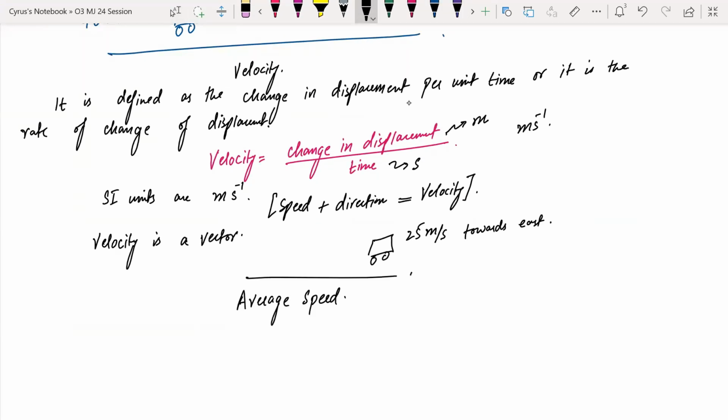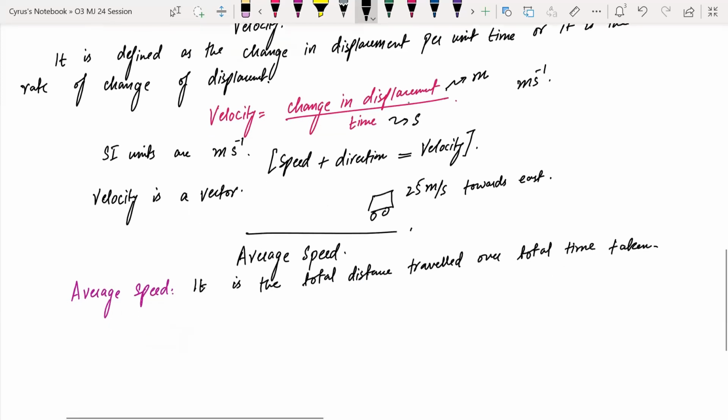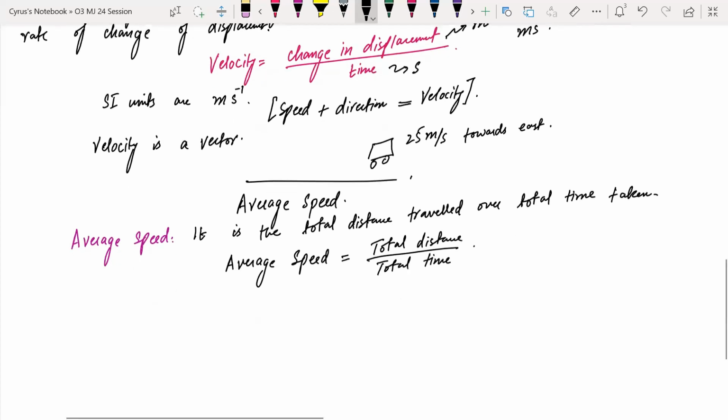What is average speed? You should know that average speed is the total distance traveled over total time taken. And you can write here the average speed as total distance over total time. इसका मतलब ये है कि for example you're going from A to B, and then you're going from B to C, and then you're going from C to D.